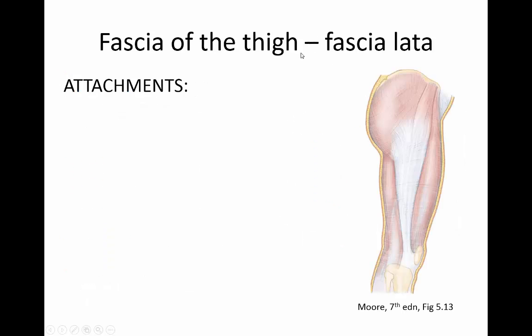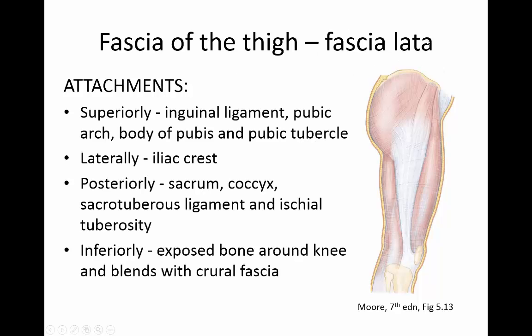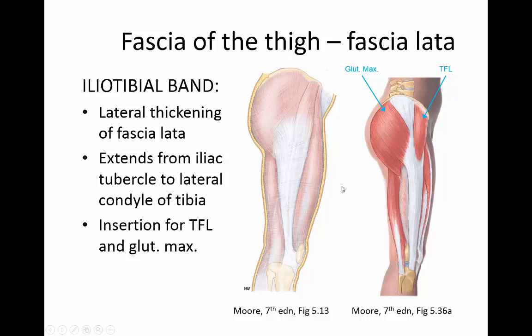We have fascia in the thigh. Deep fascia covers all our muscle compartments, but in the thigh we have fascia lata, meaning thigh. The inguinal ligament is the superior attachment of this fascia. It joins to the pubic arch and the pubic tubercle, around the iliac crest, attaches to the sacrum, the coccyx, and inferiorly will join to the bone around the knee and crural fascia. So this is a big, deep fascia of the thigh, and it's just wrapping that entire region.